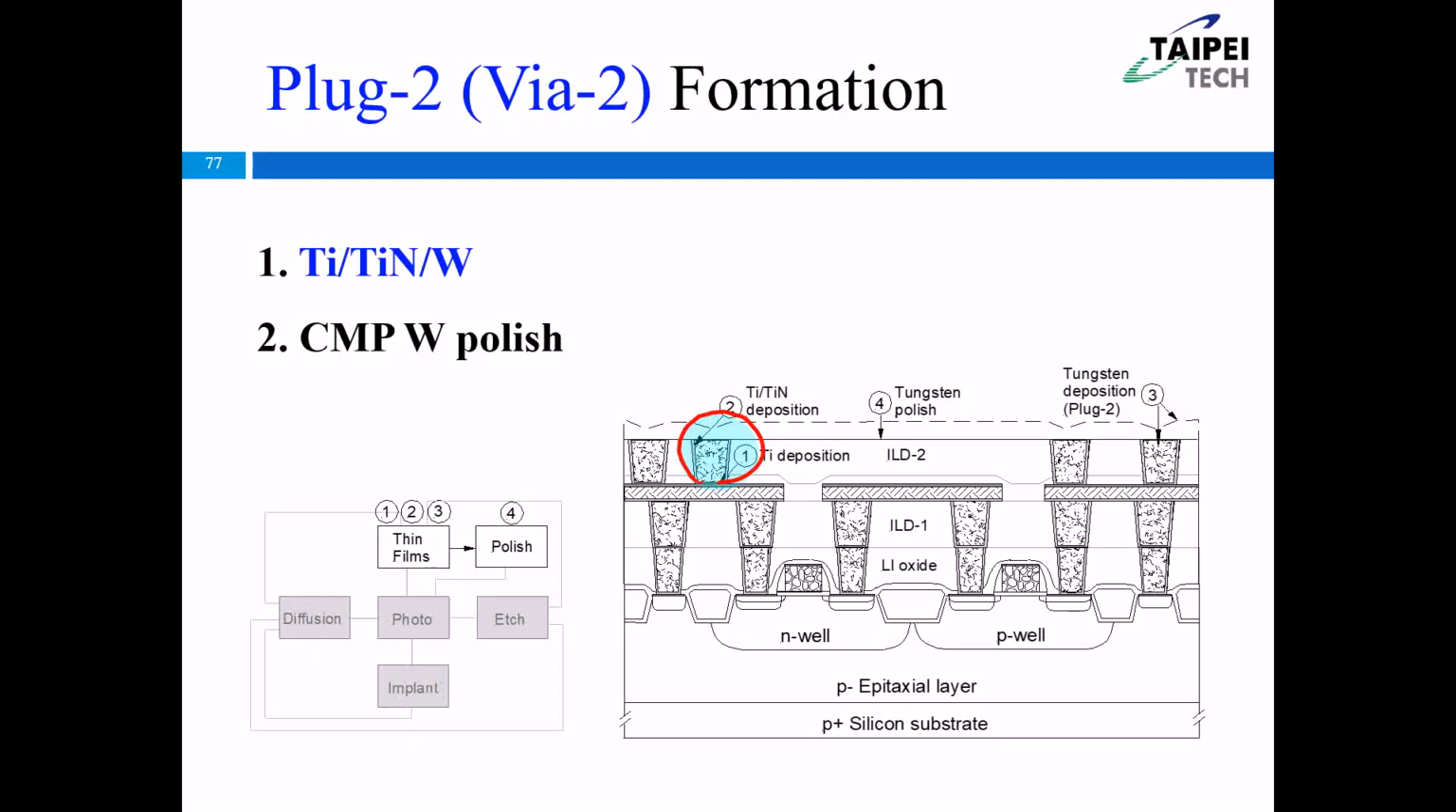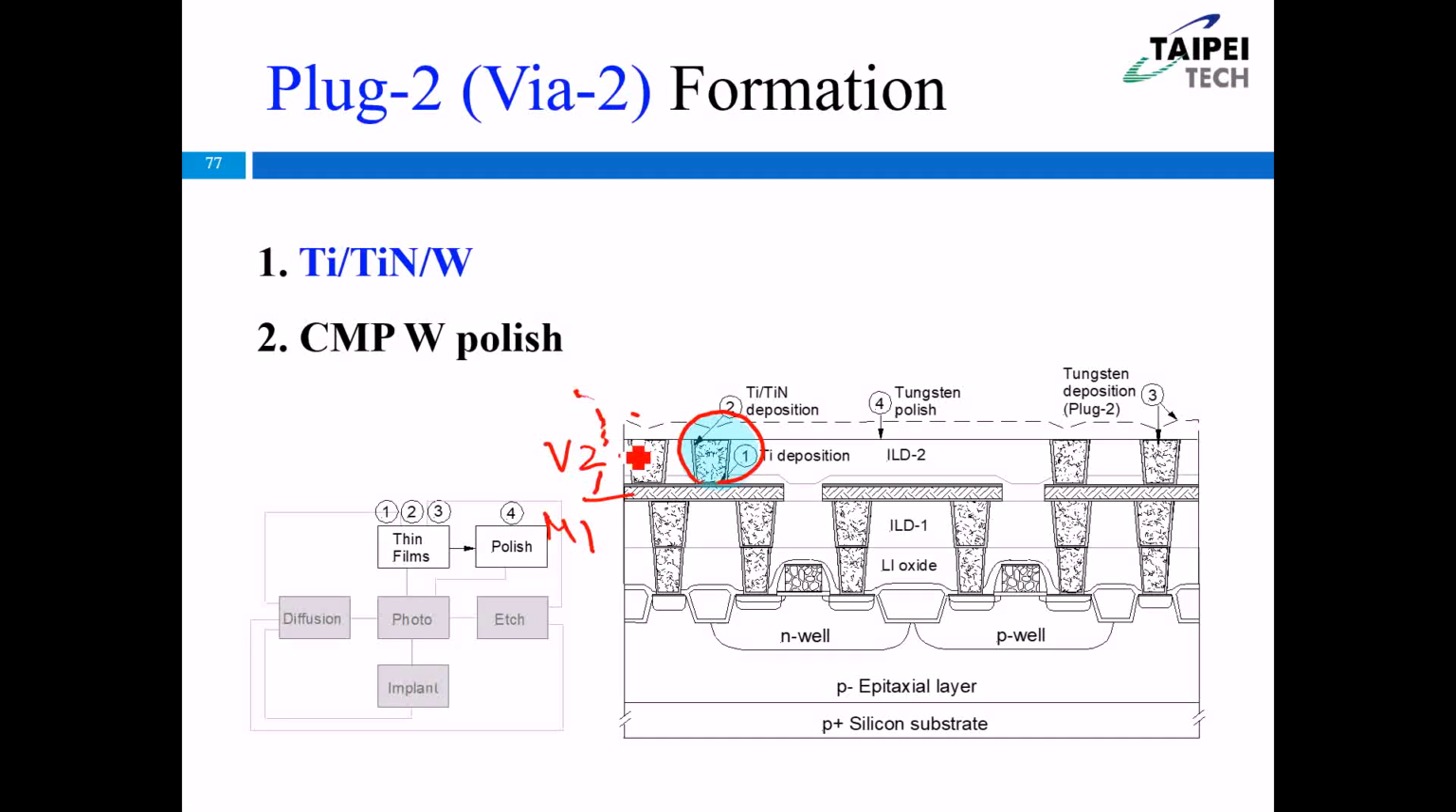green, the blue color I mentioned here. I don't write down the purpose for the Ti and TiN, you already know that. Right now, after we finish the VR2, what is the next one? The next one, we need to deposit the metal again, because this is the VR2 and this is M1.